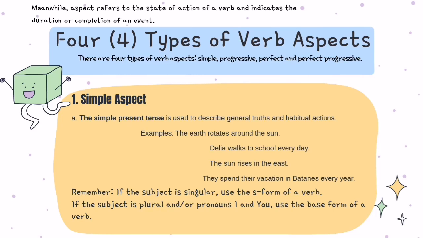We have here the clue words. For example, the earth rotates around the sun. It is a general truth. Delia walks to school every day. So every day is a habitual action. The sun rises in the east. It's a general truth. They spend their vacation in Batanes every year. Every year is the habitual action. And always remember, if the subject is singular, use the S form of a verb. If the subject is plural or the pronouns I and you, use the base form of a verb.